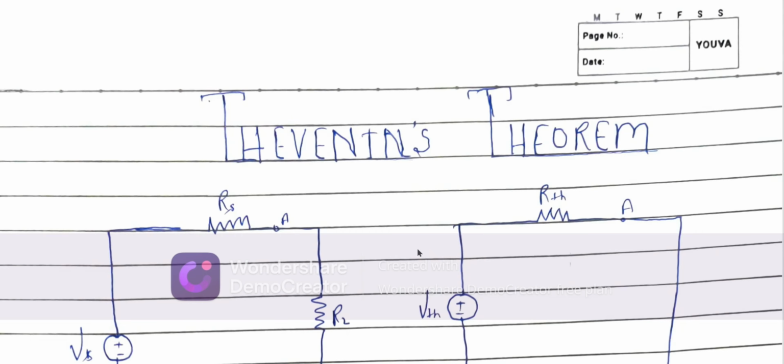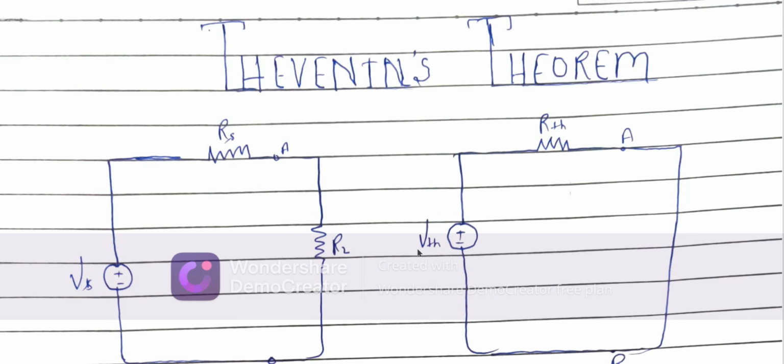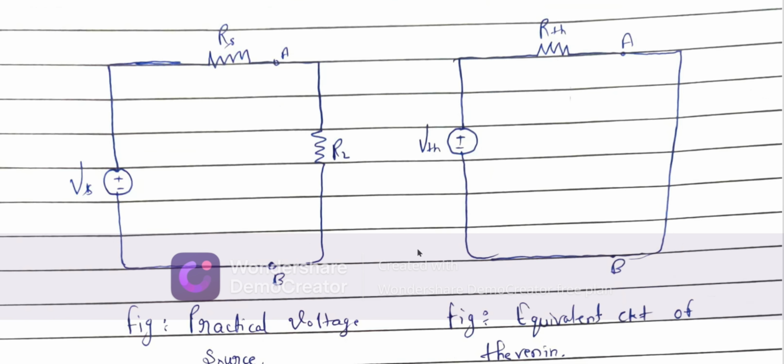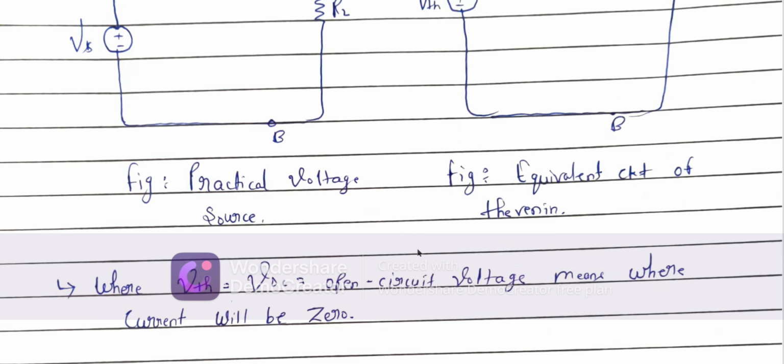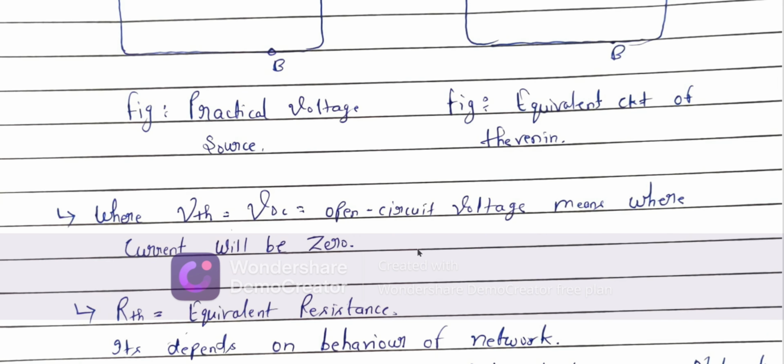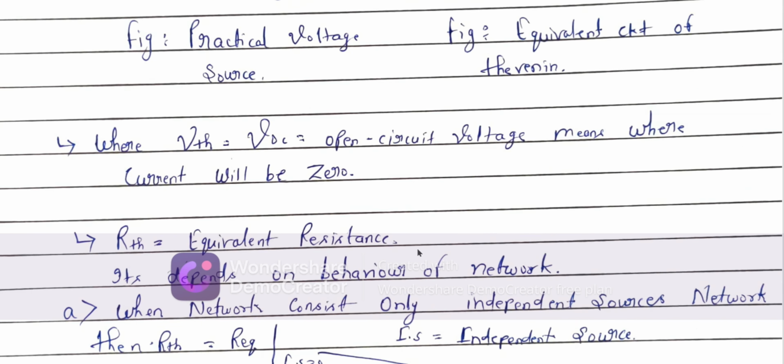In the previous video, we have seen the real life example of Thevenin's theorem. Now we are going to handle the question related to Thevenin's theorem. You are all aware that the practical voltage source in this figure can be replaced by an equivalent voltage and equivalent resistance. Equivalent voltage means open circuit voltage, where current will be zero, and equivalent resistance depends on the behavior of the network.